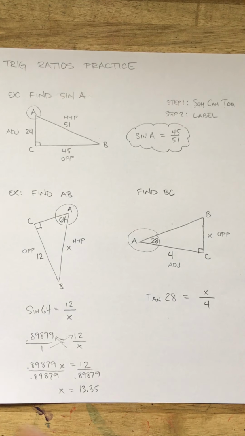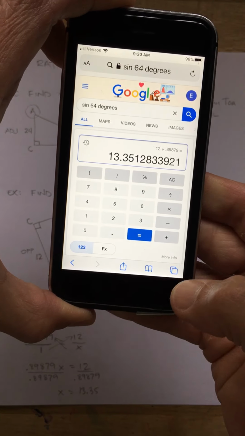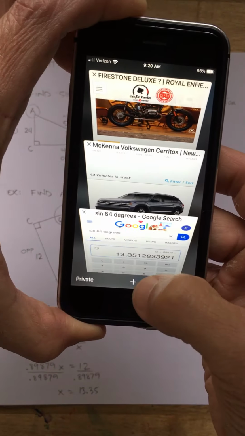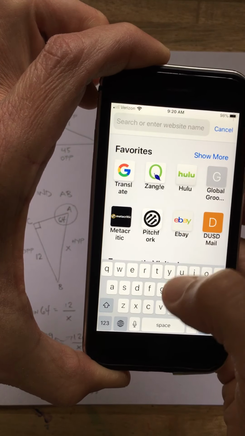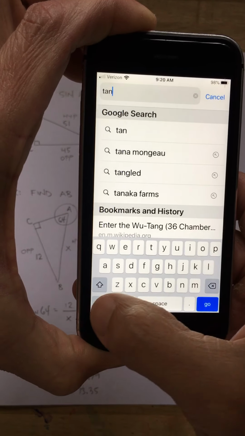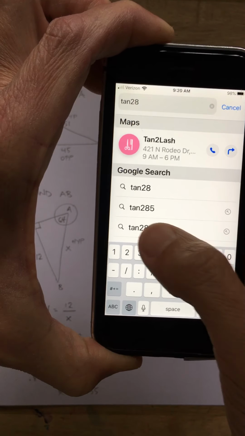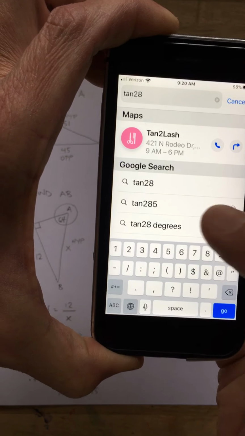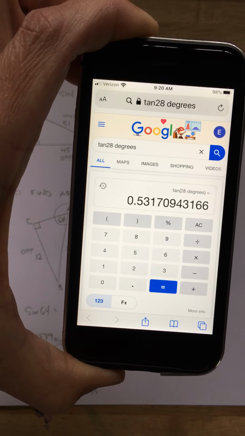All right, so here I go. I'm going to go back to my calculator. I'm just going to start over. All right, so here we go. Tangent of 28. Notice how I just write tan 28. And there it is, tangent of 28 degrees. You see that? Okay, every time it always comes up. And that is 0.5317.